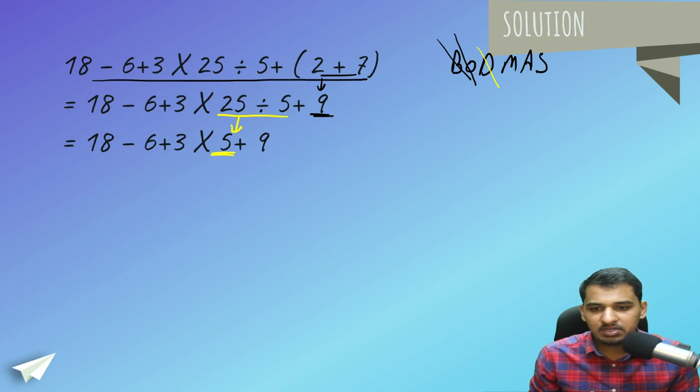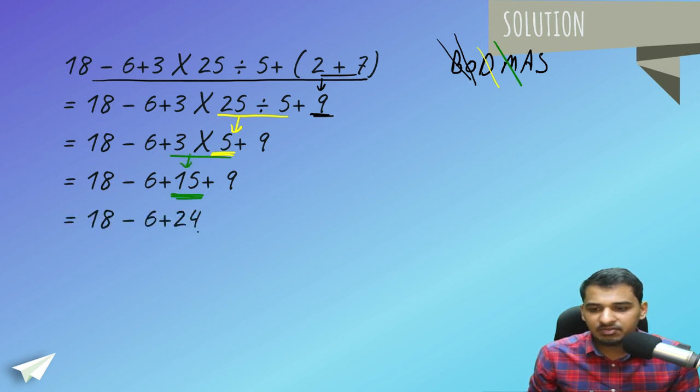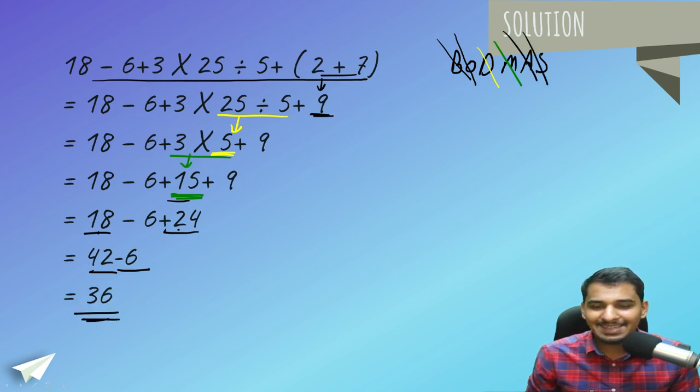After we are done with division, we will do multiplication. So multiplication is this one. This comes out as 15. And after 15 is done, we will do addition. All the additions that we have, 18 plus 24. So that is 42. And then we will do minus 6. So we are done with addition and this subtraction. So the answer is 36. So please take care of these. Do not write the answer as minus 12. It is very important that you take care of this thing.